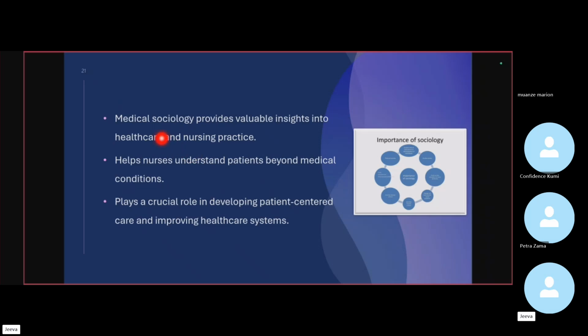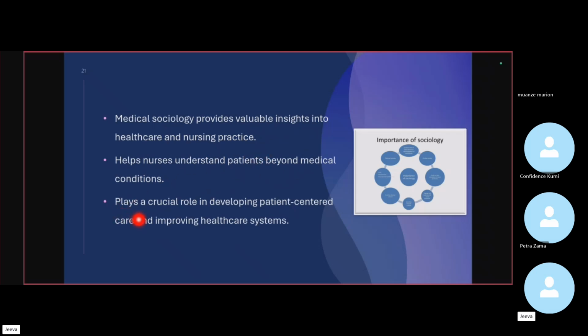So thus, medical sociology provides valuable insight into healthcare and nursing practices and helps nurses understand the patient beyond the medical condition. When you build up trust between you and the patient, you can have communication and then you can have a bond beyond the medical. You will not only treat the patient's disease, you actually treat your patient's mental health also.